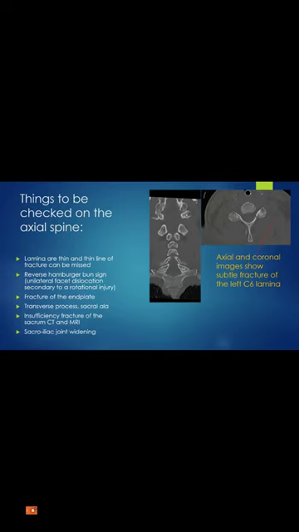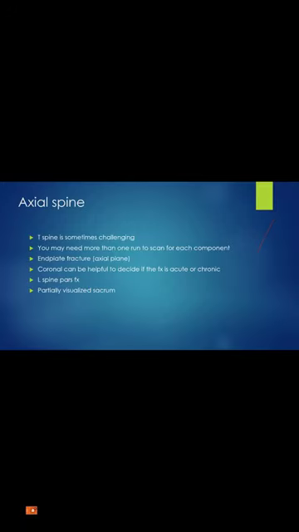Transverse process fracture, sacroiliac fracture, insufficiency fracture of the sacrum, which is a common miss in elderly people, especially on CT and MRI. We have a tendency not to look at the end of the run, or the edge of the film. Sacroiliac joint widening is also easy to miss. Again, in the axial plane, the T-spine is sometimes challenging. You may need more than one run to scan each component in the axial.